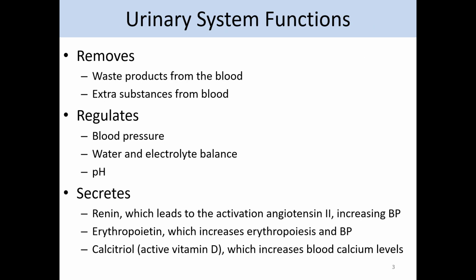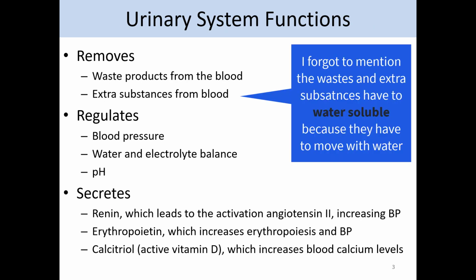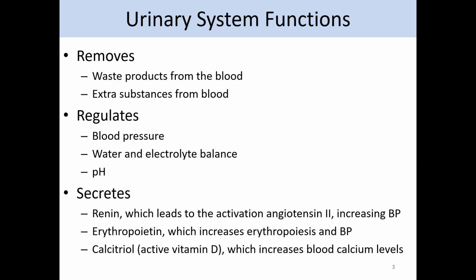In terms of functions, the urinary system does some different things, but overall its main goal is to remove waste from the blood and remove any extra stuff from the blood. The urinary system also is used to regulate other things going on in the body, like blood pressure, the amount of water in our body, the amount of electrolytes in our body, and it also helps to regulate pH. And the urinary system secretes some substances.